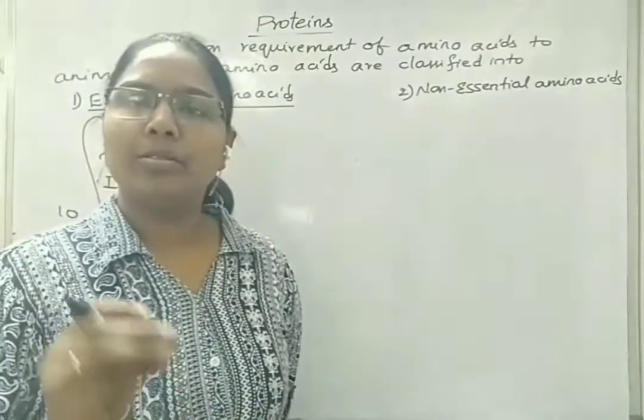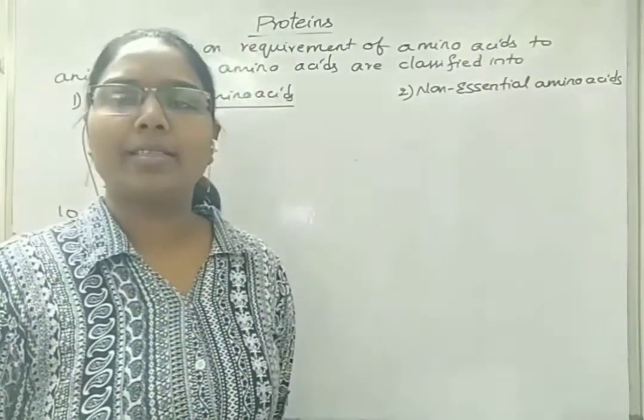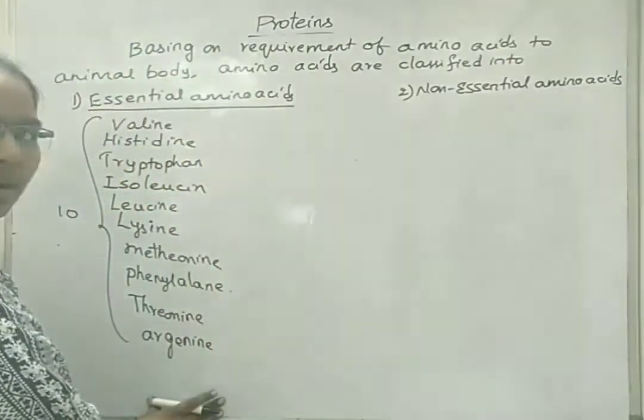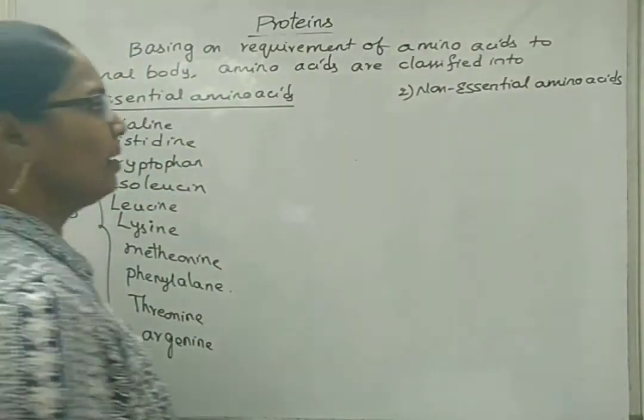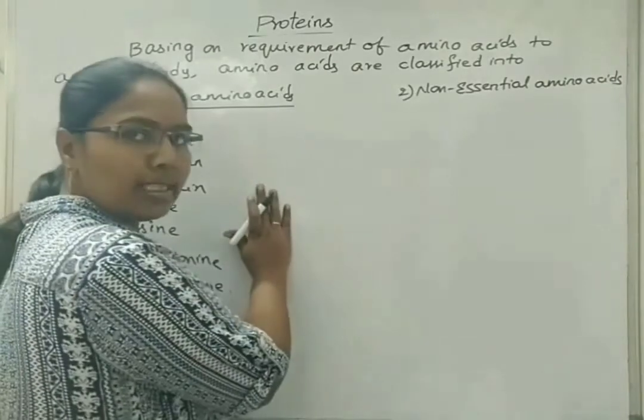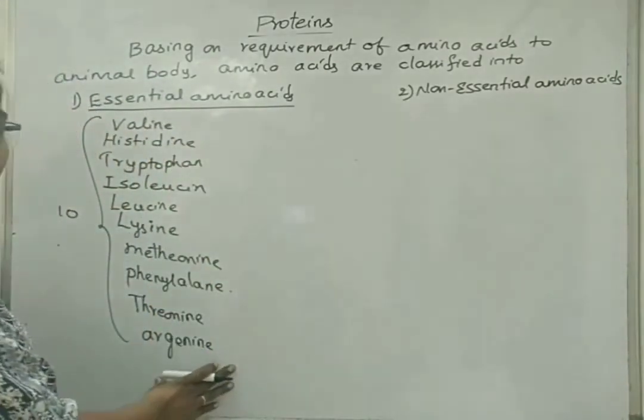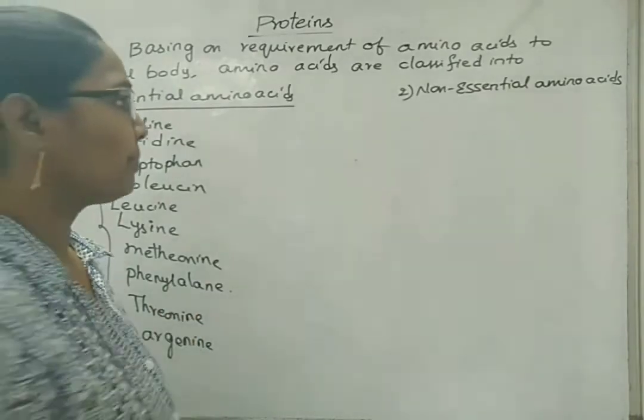Already I told you, only 20 amino acids are involved in protein synthesis. So out of that 20, we have listed 10 here. These are not synthesized in the animal body, so the animal has to take all these amino acids in the form of diet.